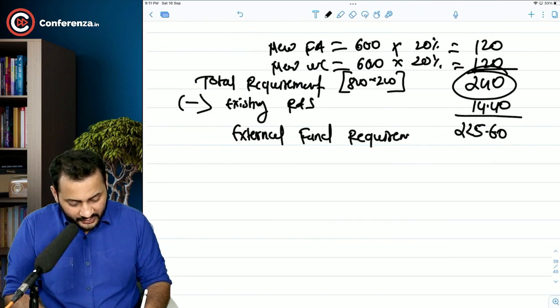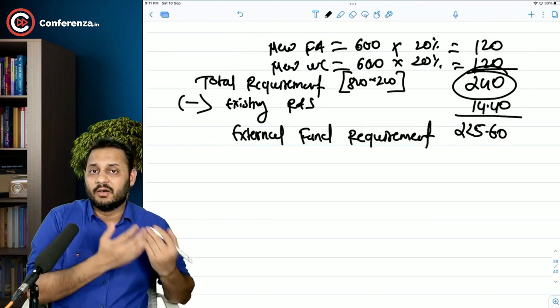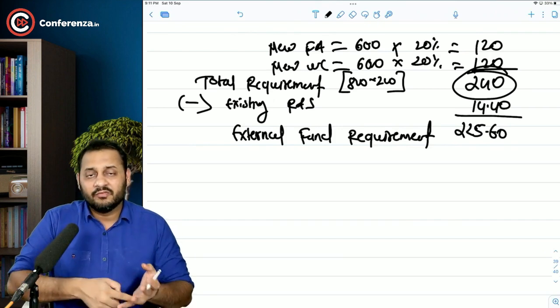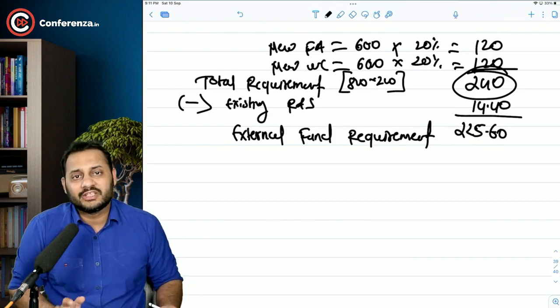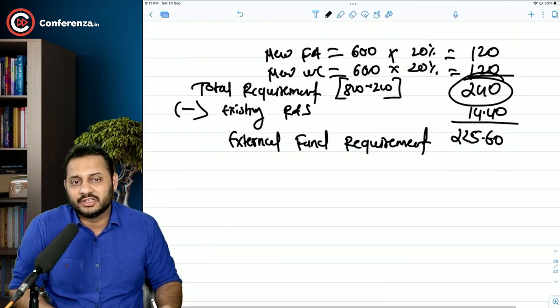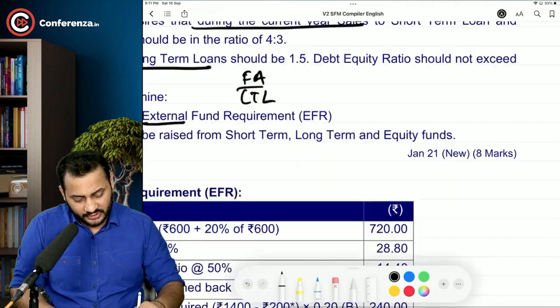Now we have to bring this amount from outside the company. We can raise debt, we can raise equity also, anything, but it will now come from outside the company. That is 225.60. Have you understood this? Now let's have a look at the answer.